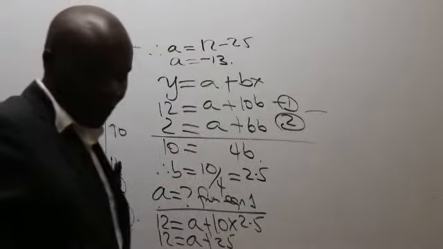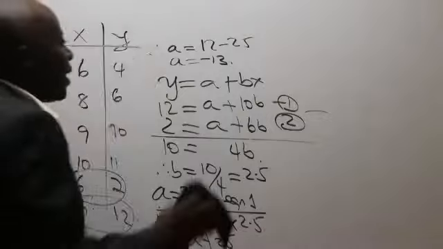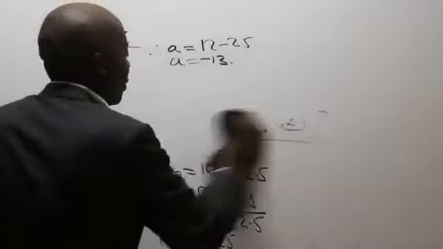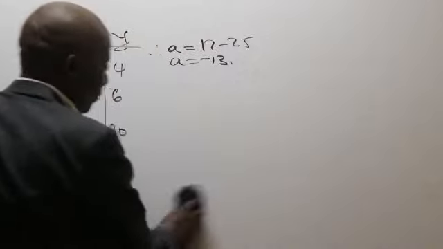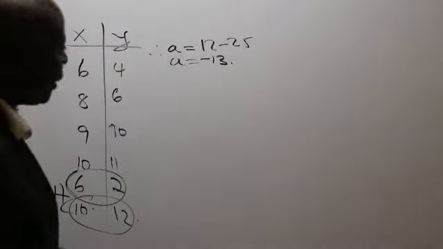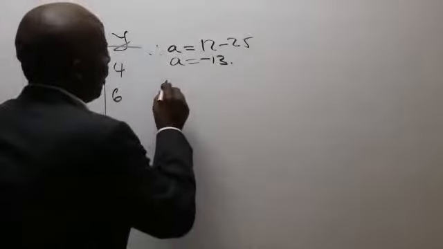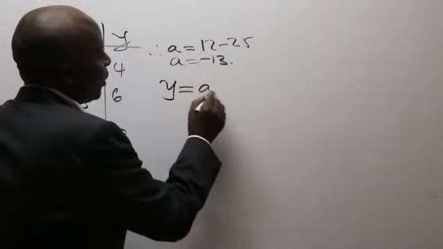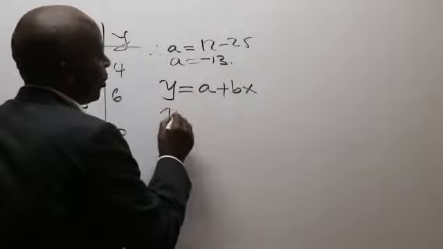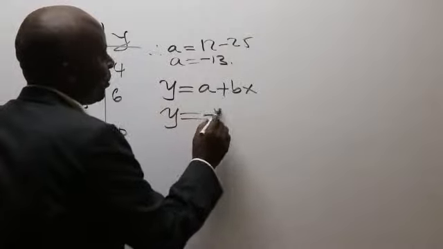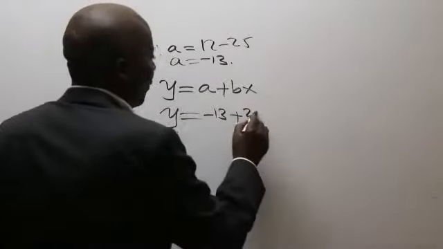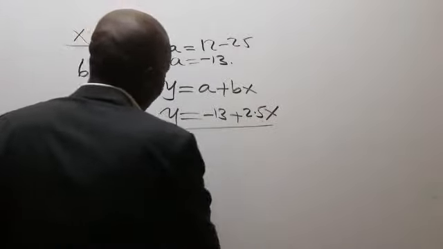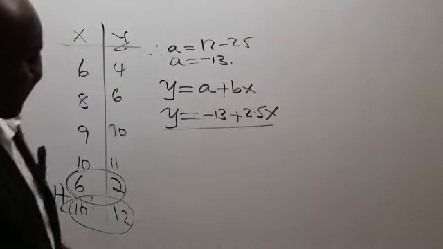So the only thing that I need to do very fast here is to write down the equation. Remember, it's y equals a plus bx. So our y will be equal to a, which is minus 13, plus b, which you told me is 2.5, x. Let me see whether there is anybody who got this correctly.